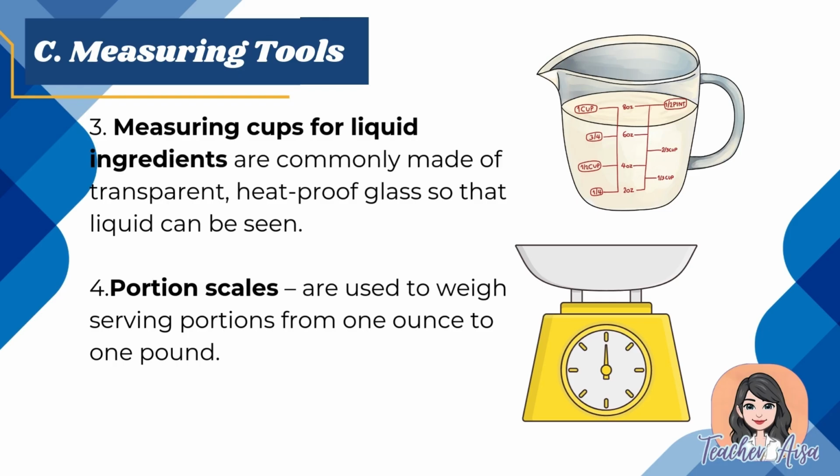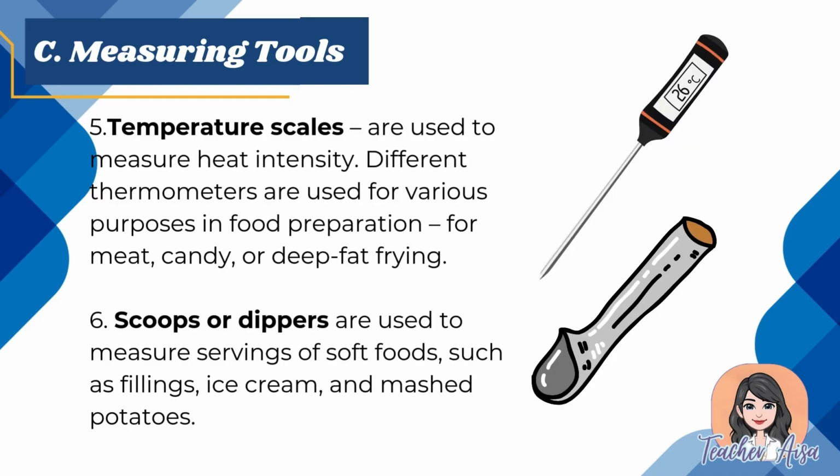3. Measuring cups for liquid ingredients are commonly made of transparent, heat-proof glass so that liquid can be seen. 4. Portion scales are used to weigh serving portions from 1 ounce to 1 pound. 5. Temperature scales are used to measure heat intensity. Different thermometers are used for various purposes in food preparation, for meat, candy, or deep fat frying. 6. Scoops or dippers are used to measure servings of soft foods, such as fillings, ice cream, and mashed potatoes.